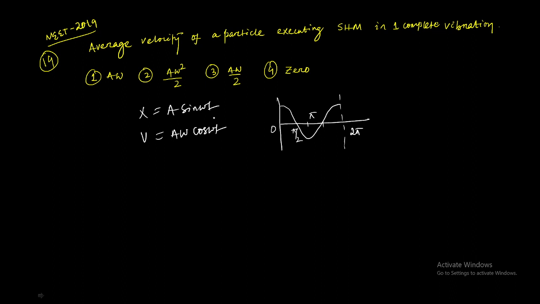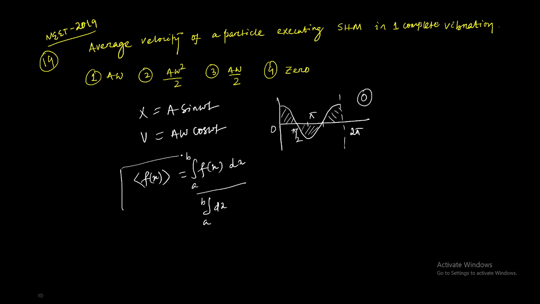So if they are asking for the average value, that means you have to take the area. So you see here, this area is positive, this area is positive, and this full area is negative. If you add all this area, this will give you 0. Or you can find the average velocity by this formula, right? Average formula, you know, for any function f of x, the average you can find is f of x integrated from a to b, dx, divided by the integration of dx from a to b.